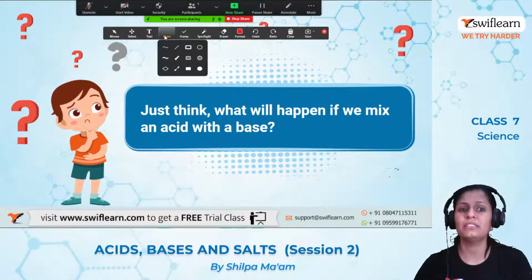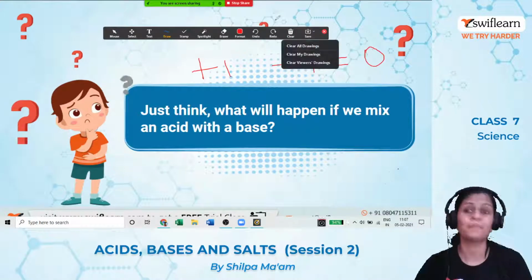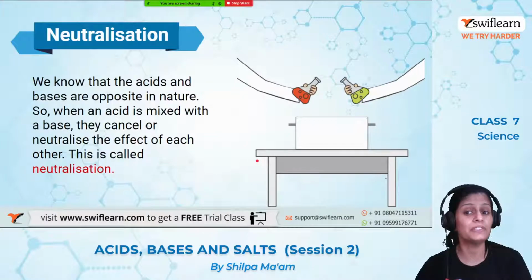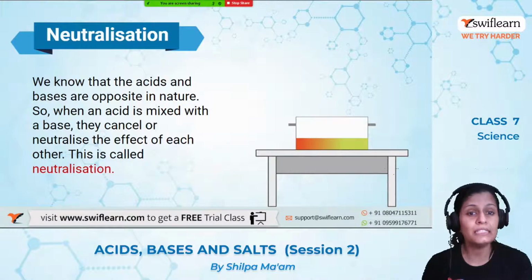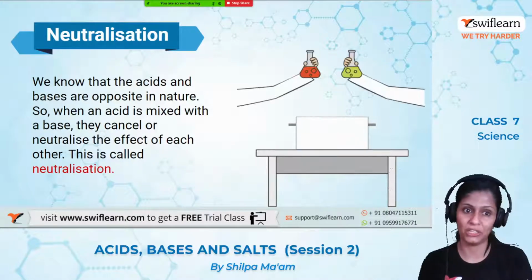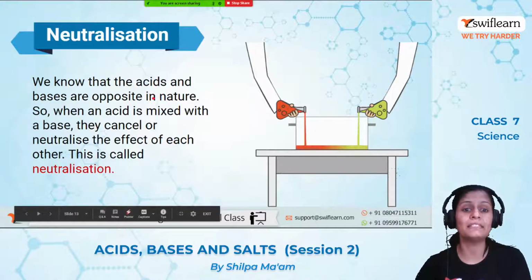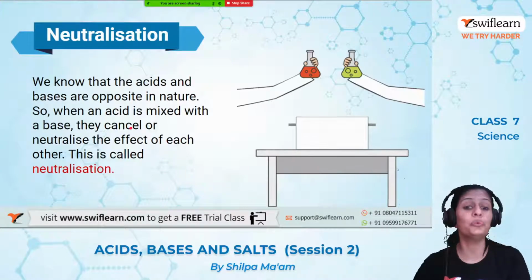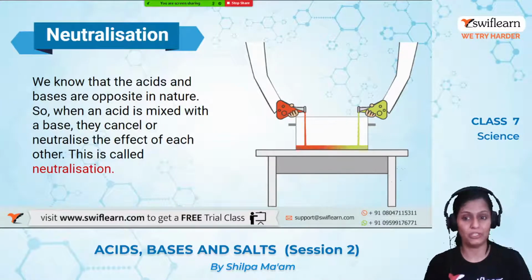Have you seen this in mathematics, that when a positive one is added to a negative one, the result is 0? That is a neutral thing. Just like that, we have the same concept here: when an acid reacts with a base, the things get neutralized. This is what the neutralization reaction is. What is a neutralization reaction? We know that acids and bases are opposite in nature. So when an acid is mixed with a base, they cancel or neutralize the effect of each other. This is what is called a neutralization reaction.